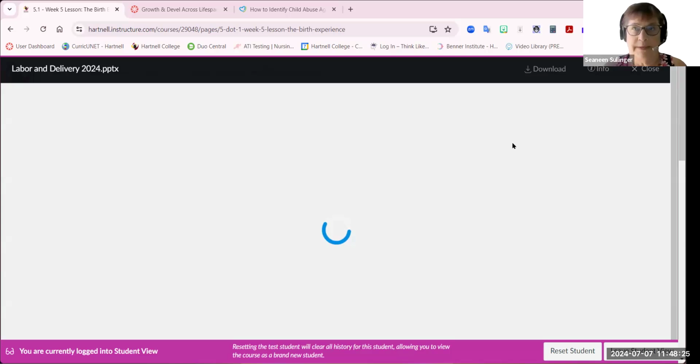Partum would be being pregnant. Intrapartum, right? So there's like postpartum, prenatal, intrapartum, right? Okay, so there are the different stages. And so intrapartum is the birth process. And so there's a lot of things that come into play when we're caring for this particular person.